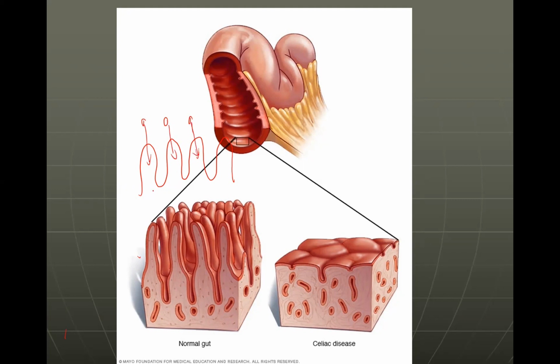So this is normal on the left. Someone with celiac disease, you can see that their villi look like they've been almost leveled, which obviously would mean a reduction in the surface area for absorption, which means you're getting less nutrients when you eat something. Okay, so that's celiac disease.